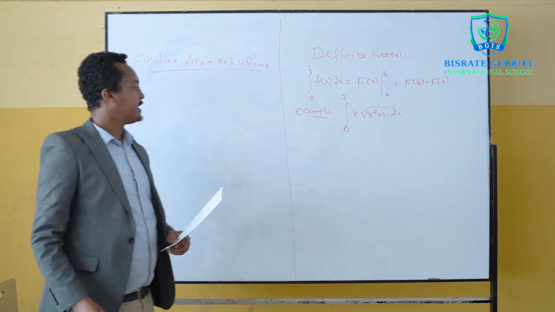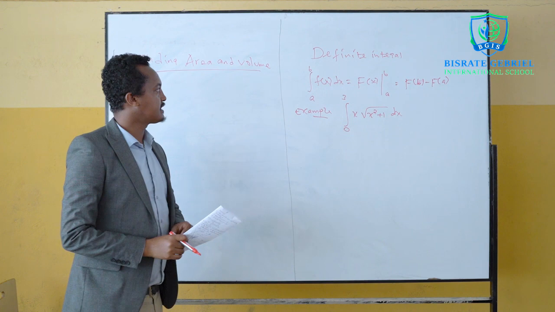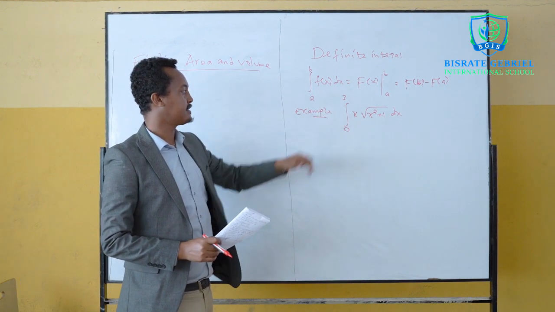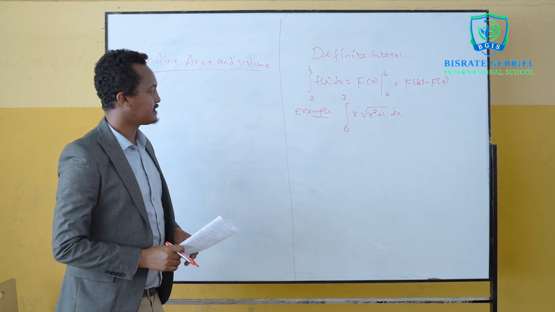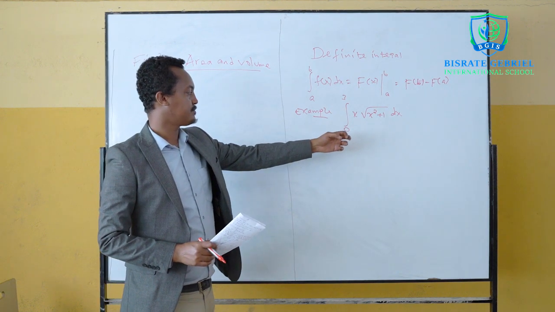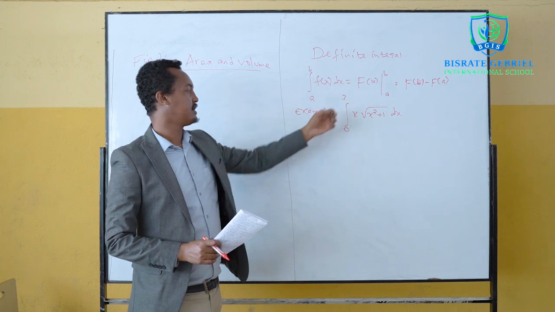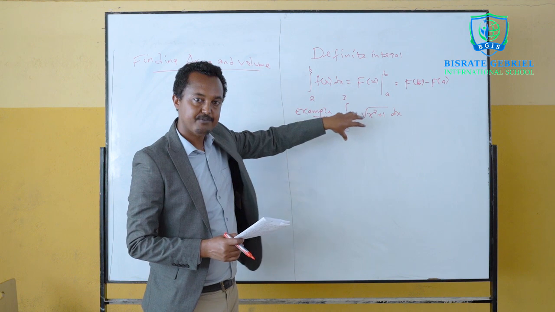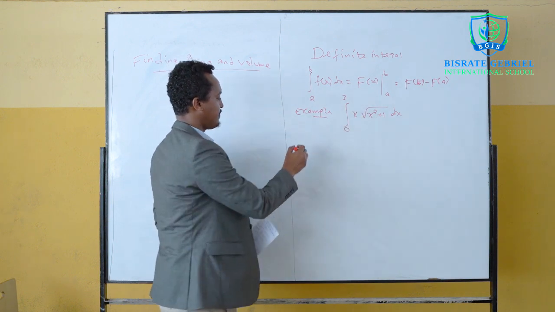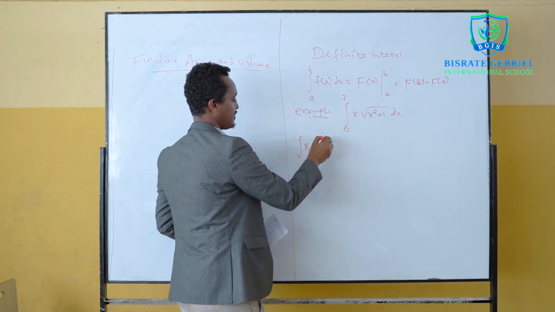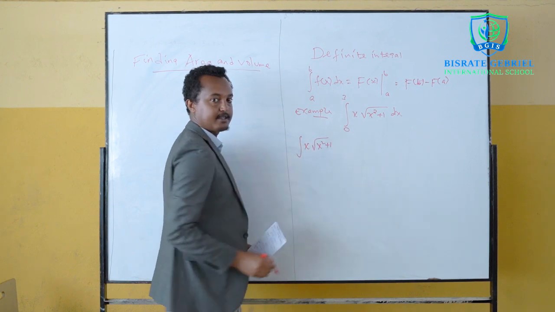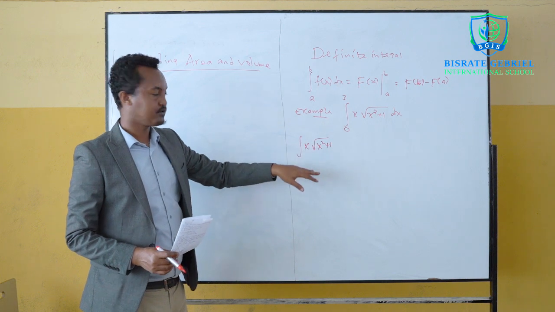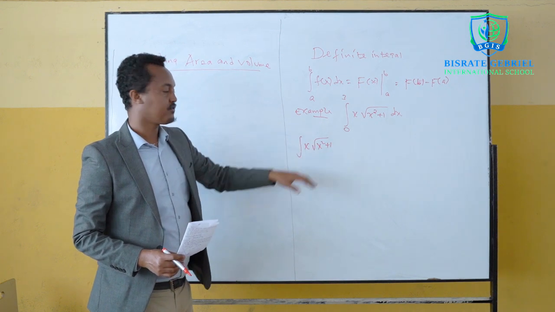Now, before this definite integral, we have seen indefinite integral, that is, there is no lower limit and upper limit. But for the case of definite integral, we have the integration which is bounded between 0 and 3. To integrate this function, first we simply integrate the indefinite integral, that is, the integral of x radical of x squared plus 1. In this function, we consider that the function is a product of x and radical of x squared plus 1.